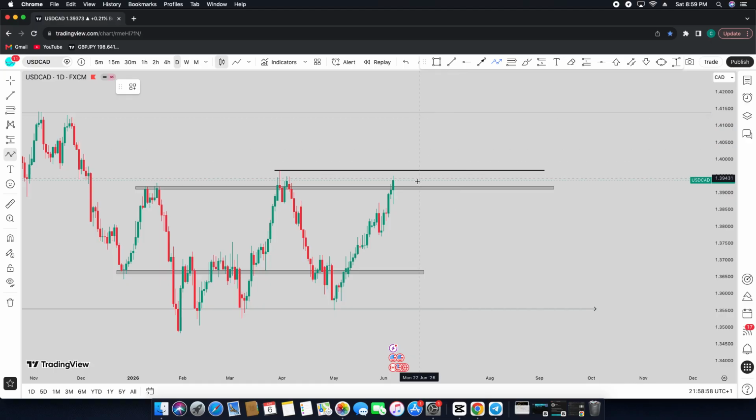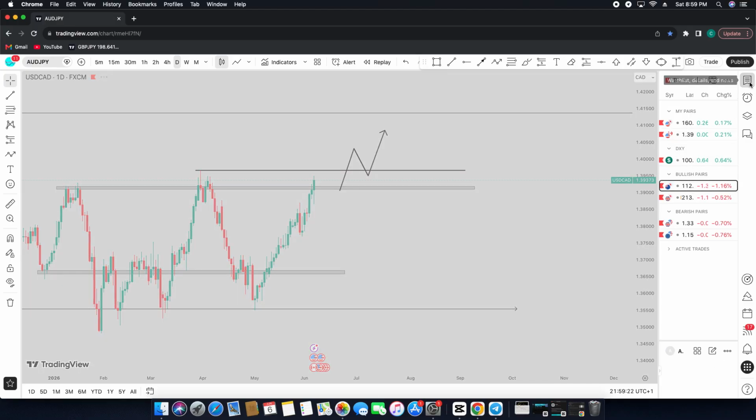But if you are to trade this market, wait for a break above this previous resistance level and either a retest here or here. This would be the type of trade I would want to take on USDCAD. So for now, I'll be sitting on my hands on USDCAD at the moment.